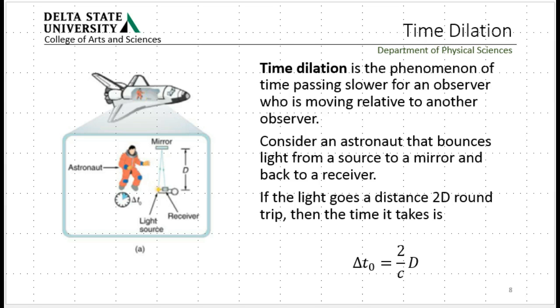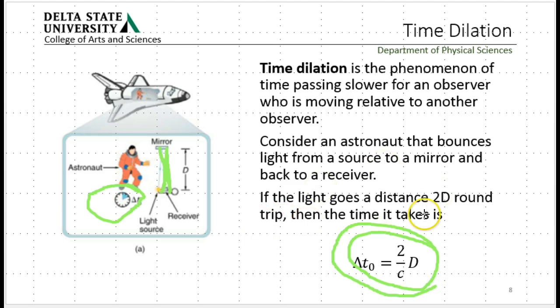Let's look at another example of what this means. And what we're looking at is going to be called time dilation. So imagine you're an astronaut on the space shuttle, and you set up this little experiment. You're going to bounce a light off a mirror, and you're going to measure how long it takes for that to happen. The time it takes to make half the trip, from here to the mirror, is d divided by c, right? So the total round trip time, delta t, is twice that, or 2 over c times d.